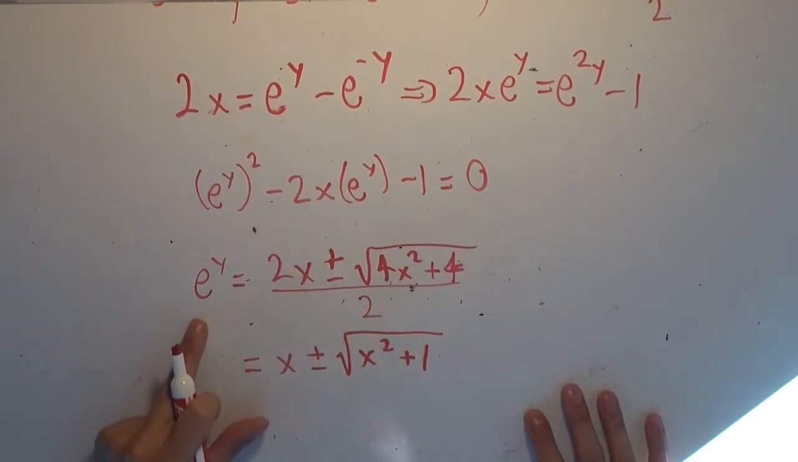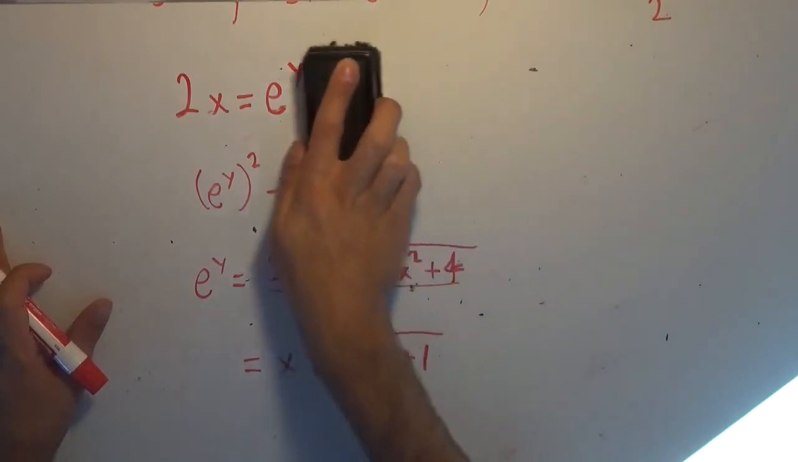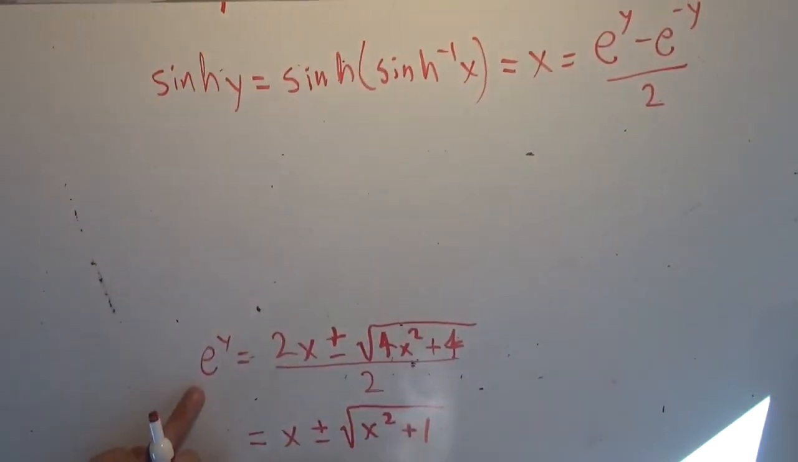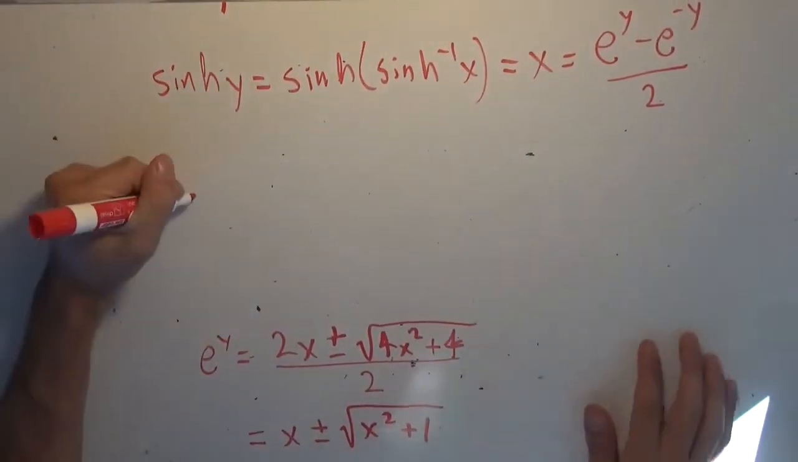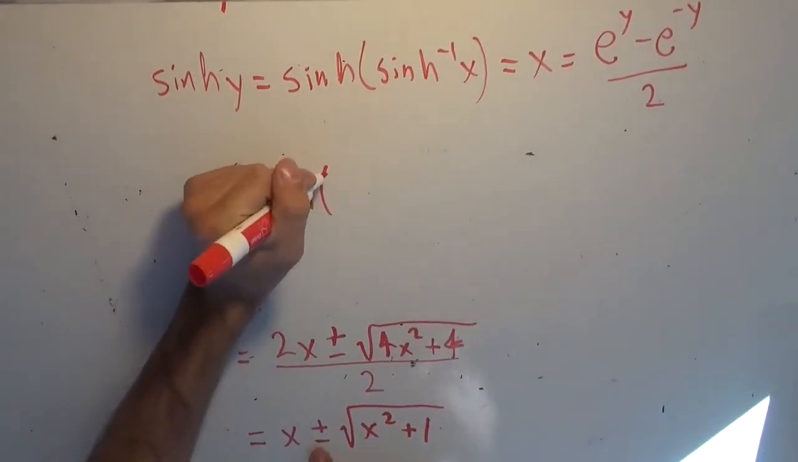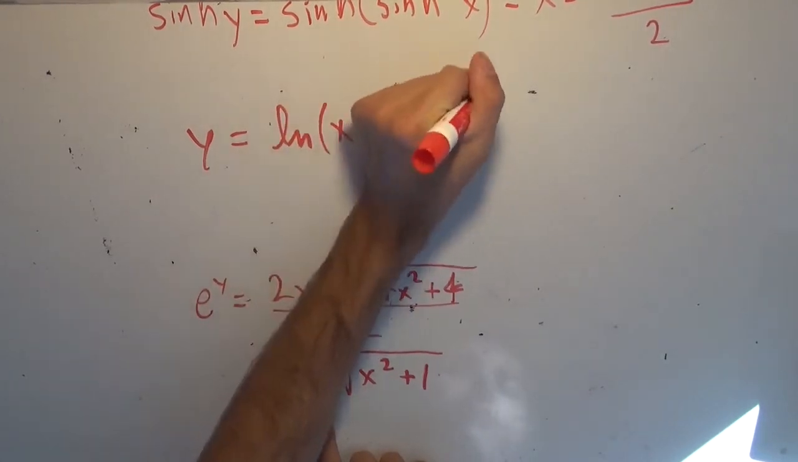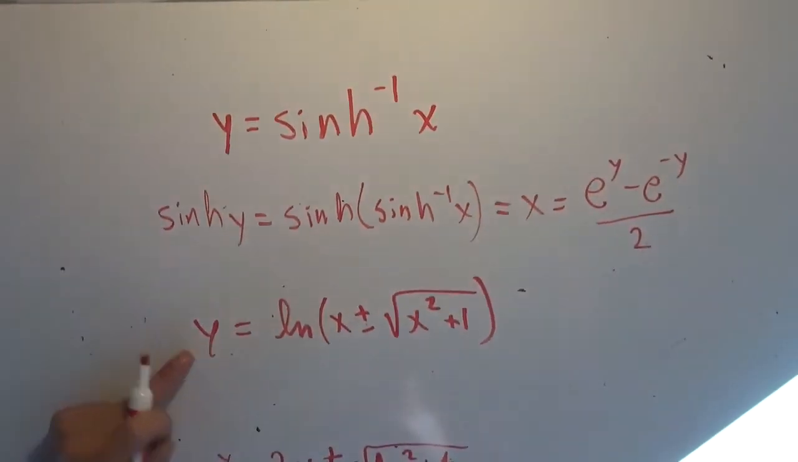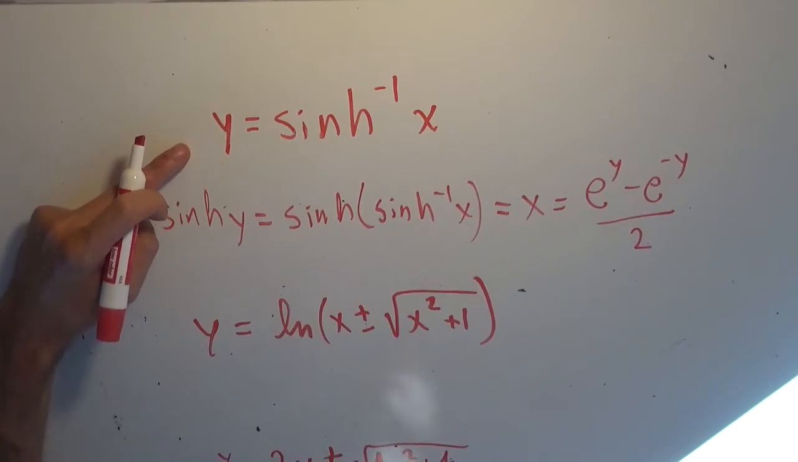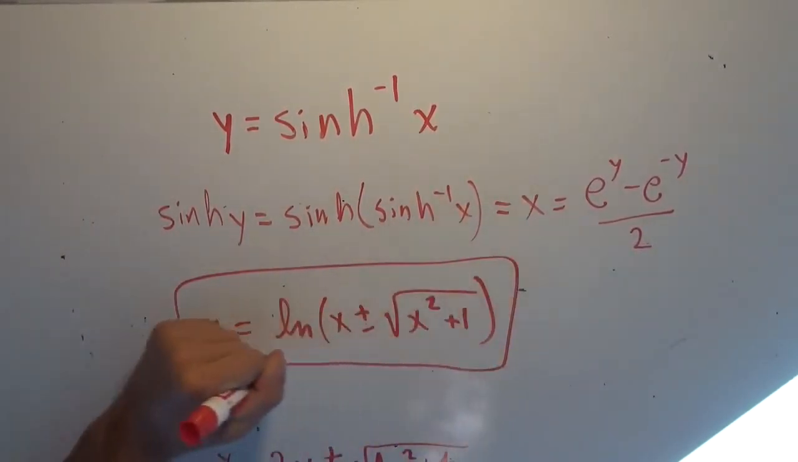But this is e to the y. We just want y, which tells us that if we simply take the natural logarithm of both sides to cancel the e to the y, we get that y is equal to the natural logarithm of x plus or minus the square root of x squared plus 1. And what is y? Y is the inverse hyperbolic sine of x. So this is the natural logarithm form of the inverse hyperbolic sine.